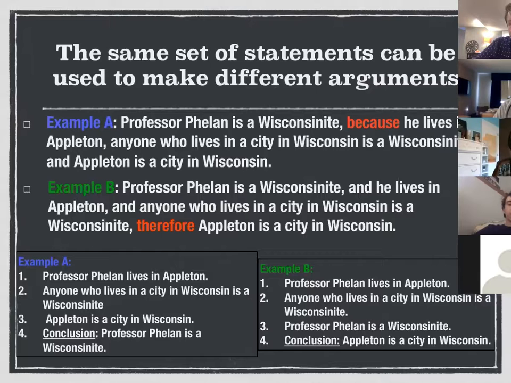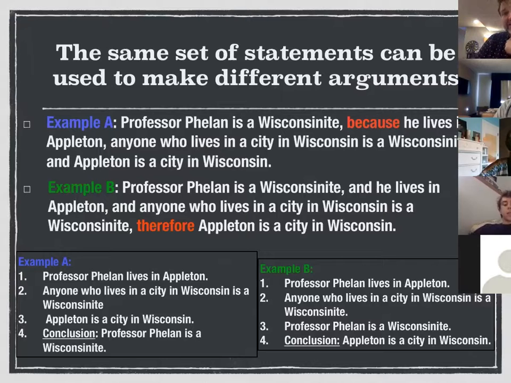Yeah, but "currently" fixes that, because Professor Phelan doesn't currently live in Wisconsin. So then it's only people who currently live in Wisconsin that are Wisconsinites. So therefore, anyone who currently lives in a Wisconsin city is a Wisconsinite. And Professor Phelan lives in Dallas, which isn't a city in Wisconsin, and so therefore he is no Wisconsinite.